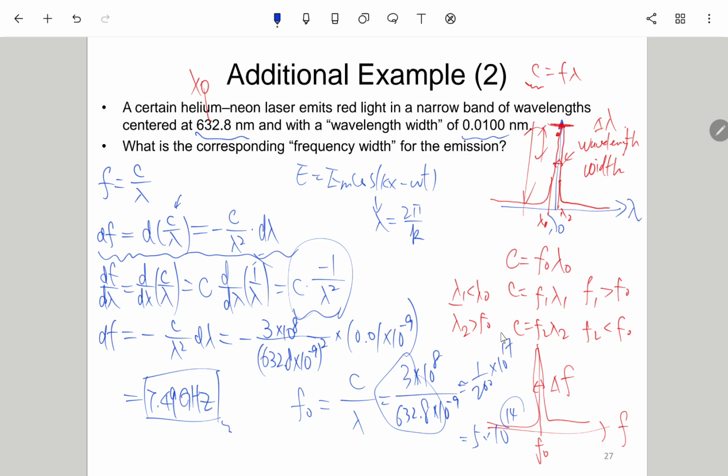Okay, so we pick out 10 to the 3rd power divided by this one will be 5, and then this is 10 to the 14th power. Okay, 10 to the 14th power, this is 10 to the 9th power. Okay, so comparing to this frequency, this 7.49 gigahertz is not that large. It's not that large.